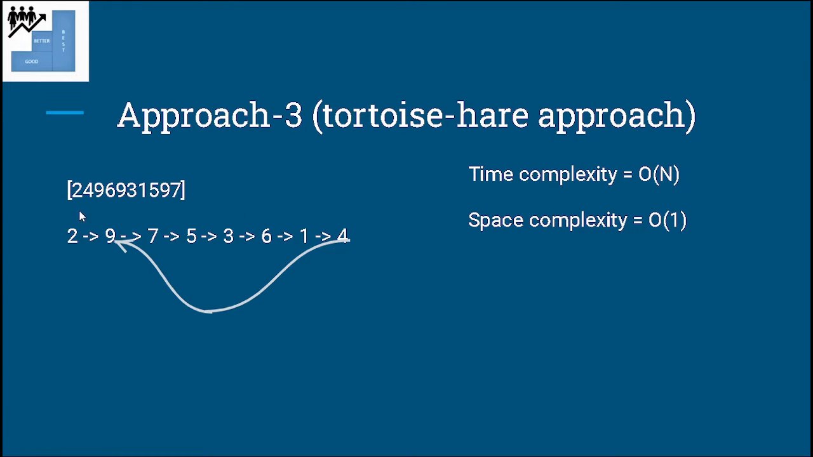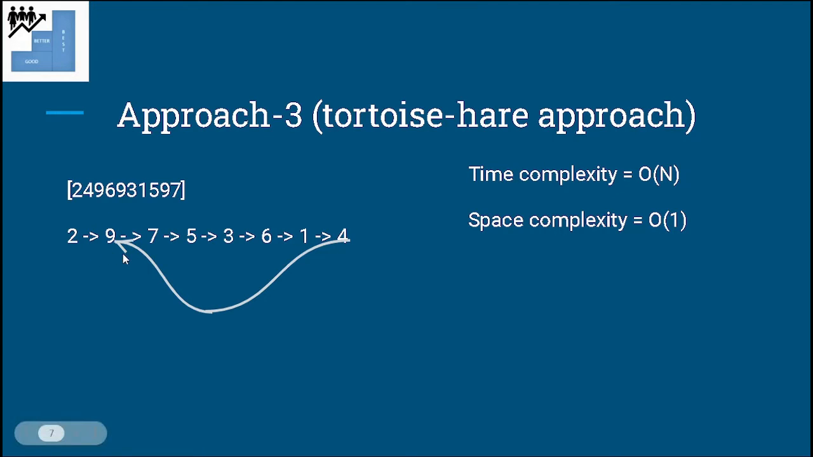So we have made this cycle. How have we made this cycle? We have made this cycle following a somewhat linked list based approach. So we start at 0th index and we get 2. Then we go to second index, and we find 9. Then we go to ninth index, we get 7. At 7th index, we get 5. Fifth index, we get 3. Third index, we get 6. Sixth index, we get 1. First index we get 4, and at fourth index we again get 9, and this becomes the duplicate number.